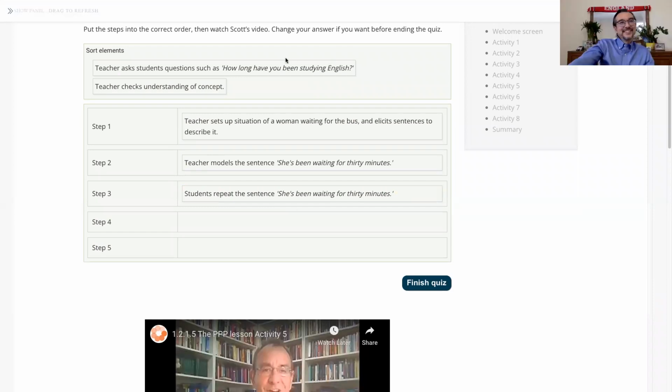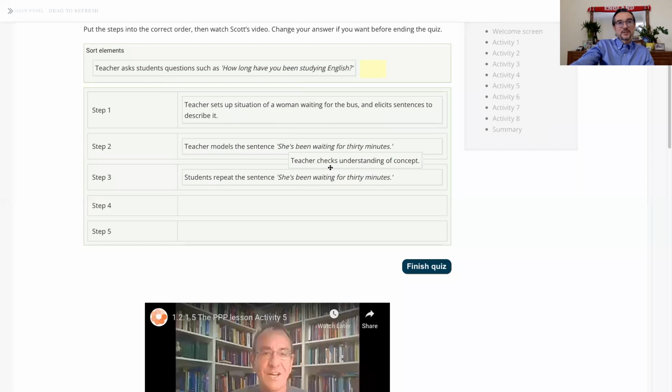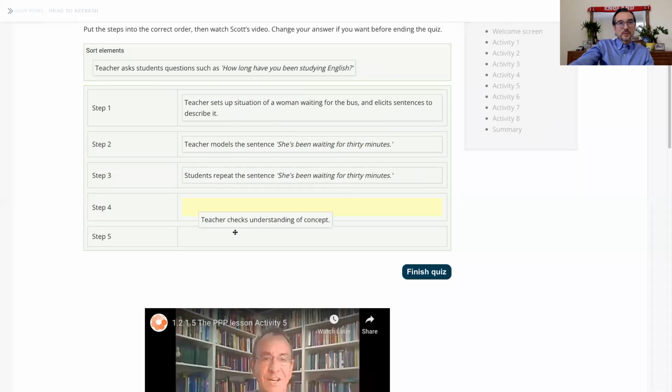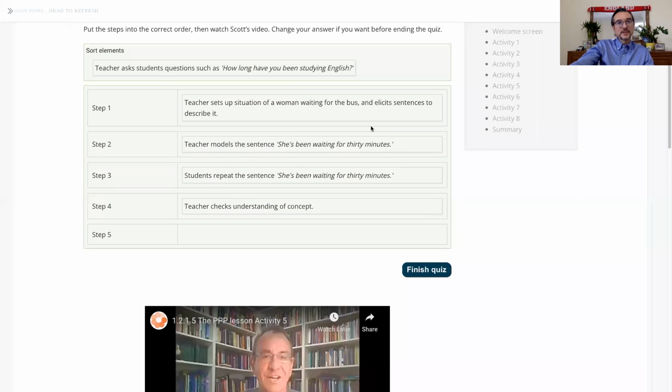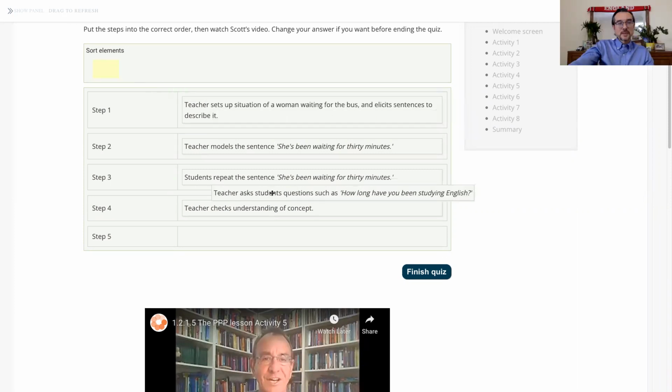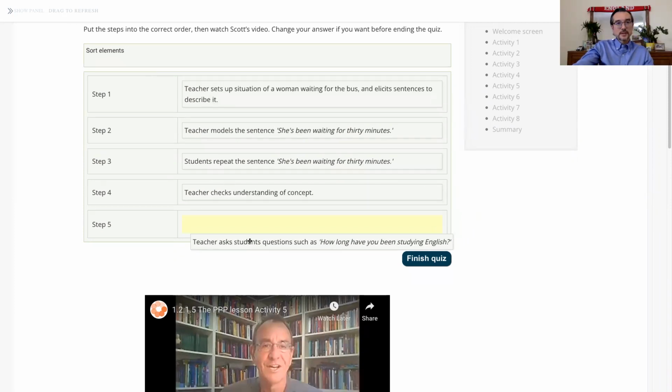And then the teacher checks the understanding of the concept. Yes, making sure that students understand when we use it and how long the lady was waiting, and so on. And then it moves into that freer practice right at the end: how long have you been studying English? Yeah, that seems good. And that's the personalization, sometimes referred to as the fourth or missing P in PPP.